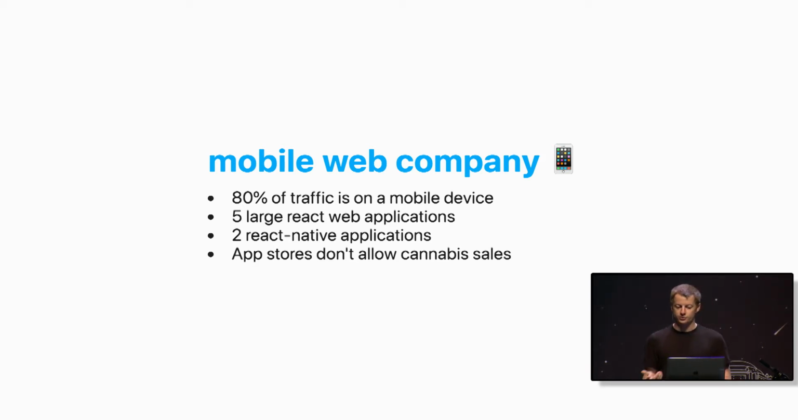We have 5 large React.js applications: ease.com, some internal ones, and then a B2B one as well. We have 2 React Native apps. We have a driver app and a consumer app. And in our consumer app, you can really only browse our catalog or kind of look at our blog. The app stores don't allow cannabis sales. Google and Apple have different rules. And they're broad rules. They're open to their own interpretation. Sometimes they're open to the app reviewer's interpretation.